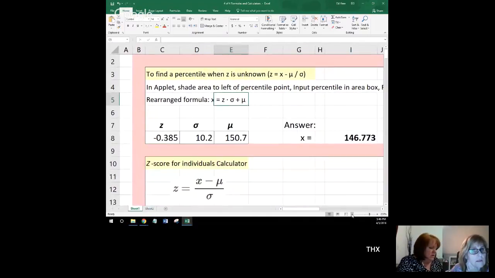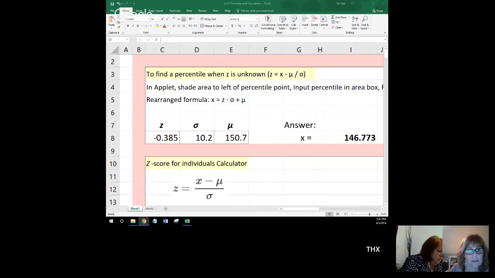150.7. I'm actually going to use my calculator just so I go through the process and understand it. Negative 0.385 times 10.2, I don't even remember what the question is. Find the percentile. Plus 150.7. So then it's 146.77. Yes, except rounded to one decimal place. 146.8.